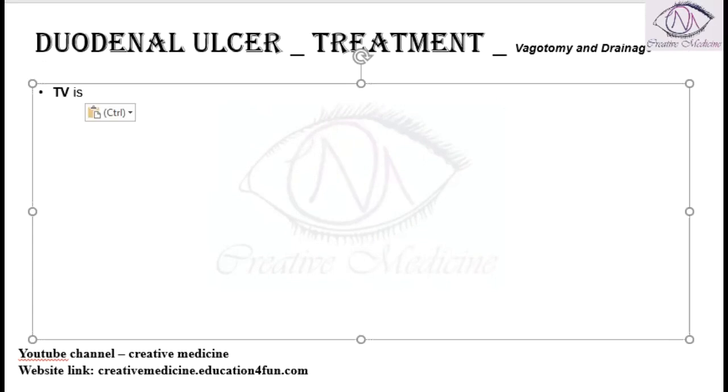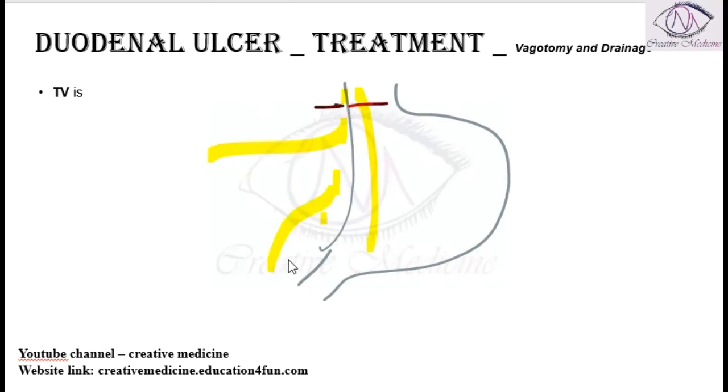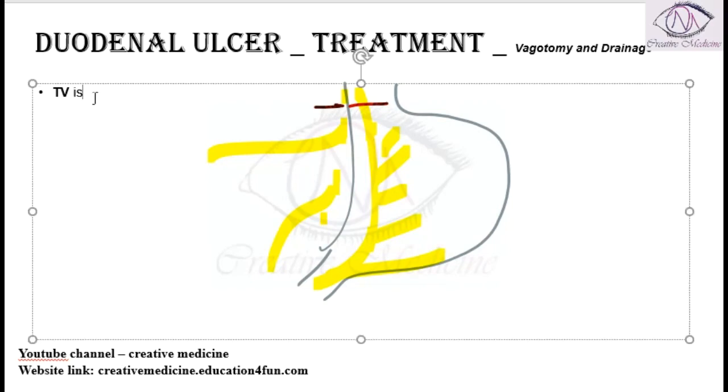In the truncal vagotomy, if this is the stomach, we have the right vagus and the left vagus. Both these vagus nerves are cut at the trunk itself. So here you are performing the truncal vagotomy. Here the hepatic branch is lost, the branch to the celiac plexus is lost, the nerve of Latarjet is lost, and even the parietal branches are also lost. So truncal vagotomy is performed in vagotomy and drainage.